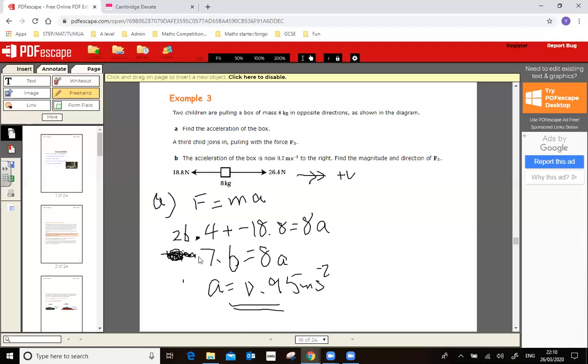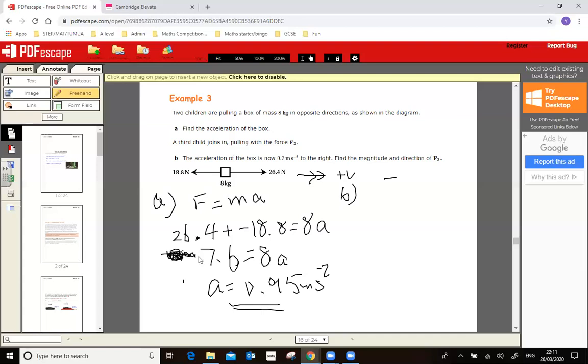This is 0.95. Then in part B, it says the acceleration of the box is now 0.7 to the right. Find the magnitude and the direction of force 3. So we have another force acting on it, and now being given the new acceleration. So part B, we need to think about our resultant force.